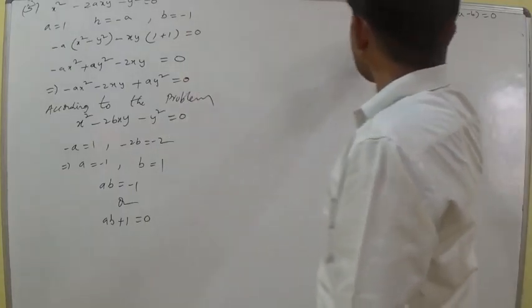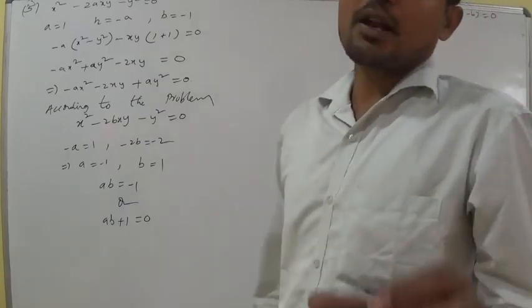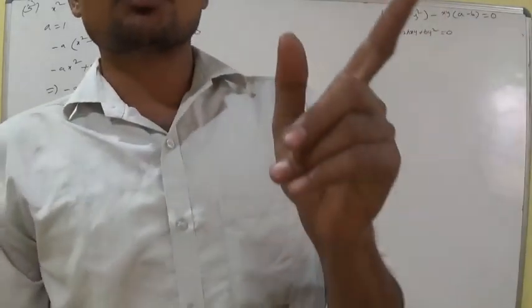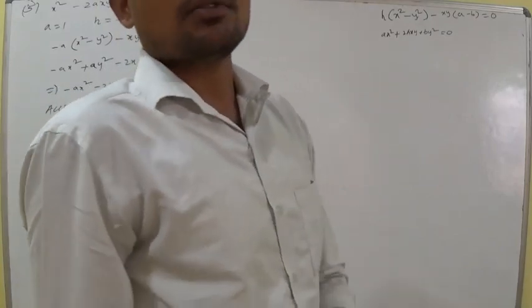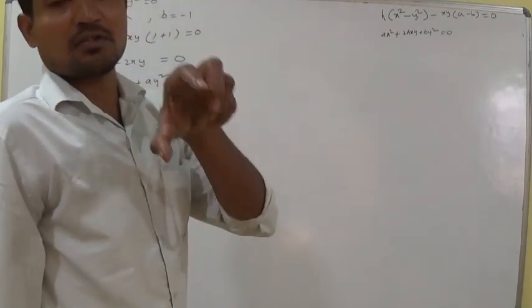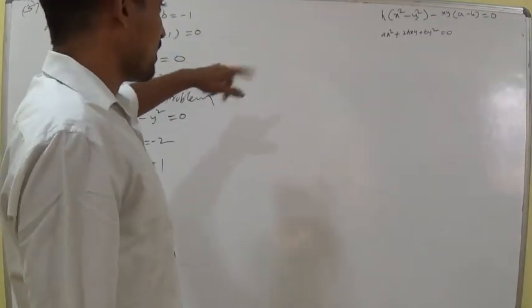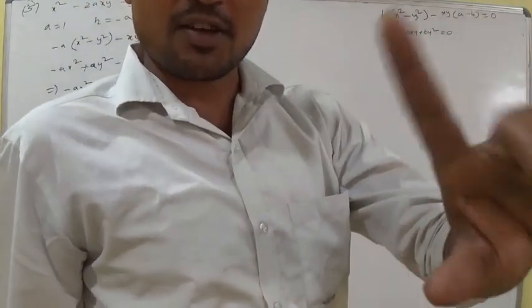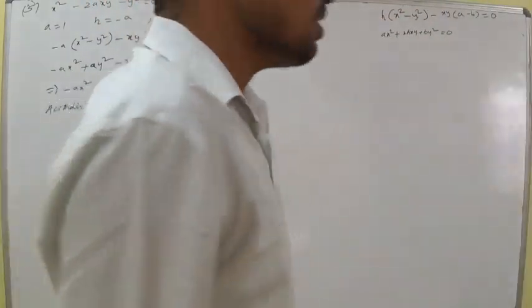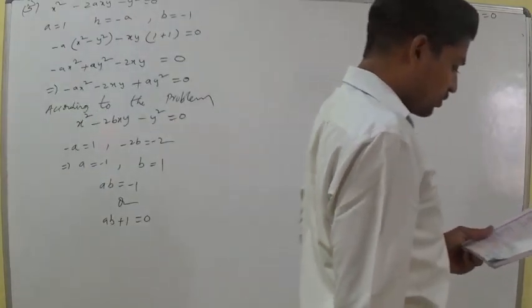ax square plus 2hxy plus by square is equal to 0 represents a pair of intersecting lines, L1 is equal to 0 and L2 is equal to 0. The combined equation of the bisectors of the angles of these lines is h into x square minus y square minus xy into a minus b is equal to 0. That is the formula we use here.